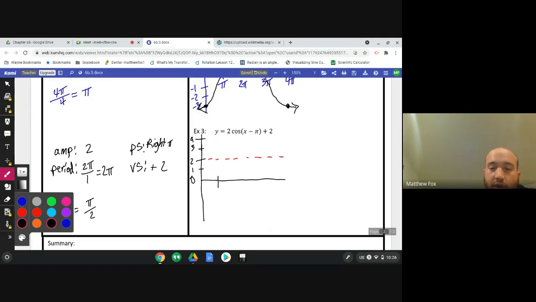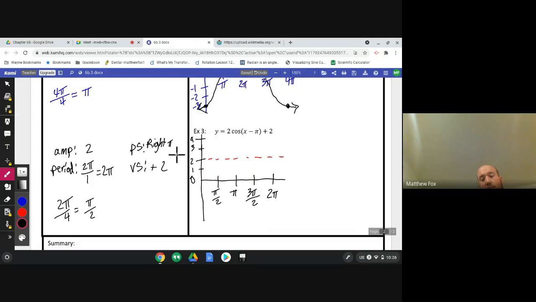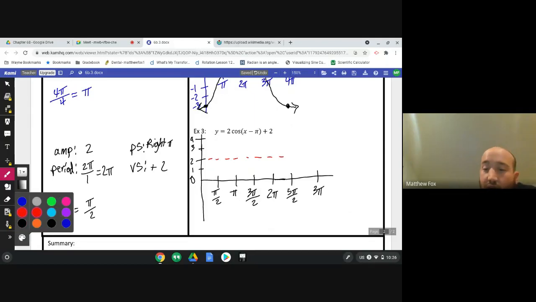Now I need to draw in 1, 2, 3, 4. So my interval, pi over 2, plus another would give us pi, plus another would give us 3 pi over 2, plus another would give us 2 pi. Now here's the problem. We know this one shifts right pi radians, so we need to go one more set. So that'd be 5 pi over 2, 3 pi, because we are going to shift it over 1 more pi. Since the period is 2 pi, if we shift it over 1, that gives us up to 3 pi.